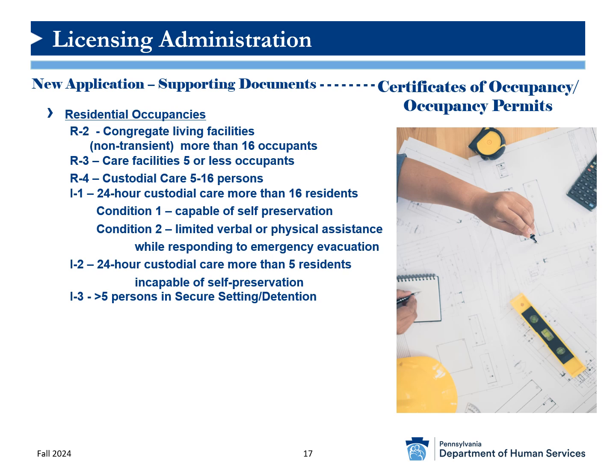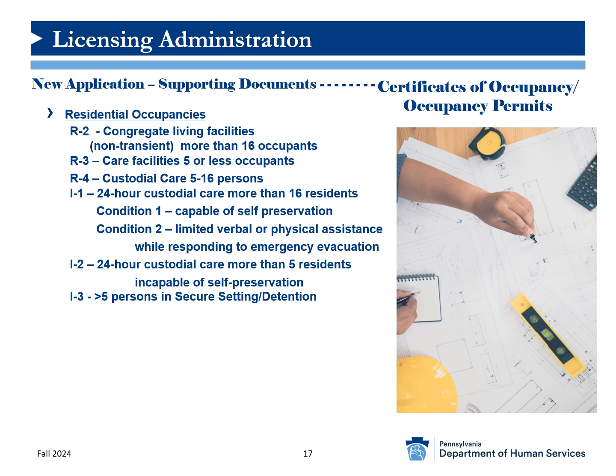For care facilities that are congregate living facilities and non-transient, but with more than 16 occupants, we may accept an R2. For care facilities with 5 or fewer occupants, it would be acceptable to have an R3. For custodial care of 5 to 16 persons, we would accept an R4.